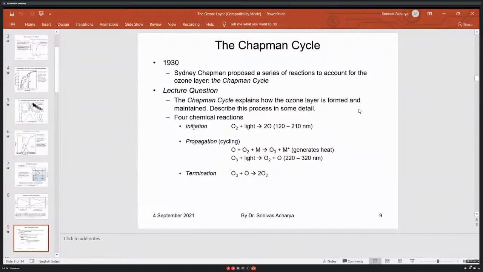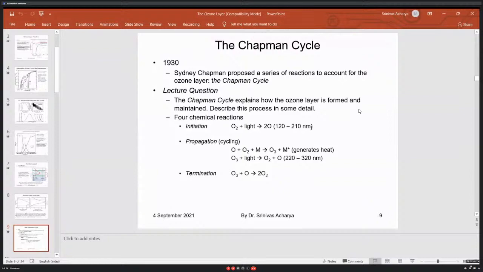So there are four chemical reactions. One is initiation of the cycle, that is when molecular oxygen will break down in presence of UV light to two atomic oxygen species or atomic oxygen free radicals. For this breakdown of molecular oxygen, we need 120 nanometer to 210 nanometer of photon. That means very high energetic UV radiation.